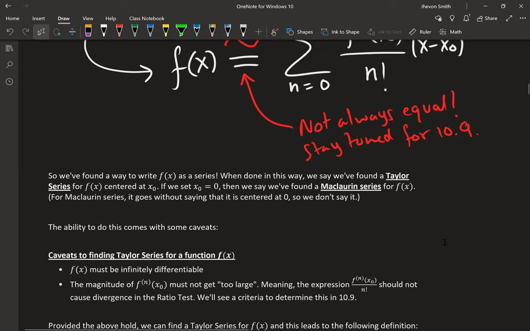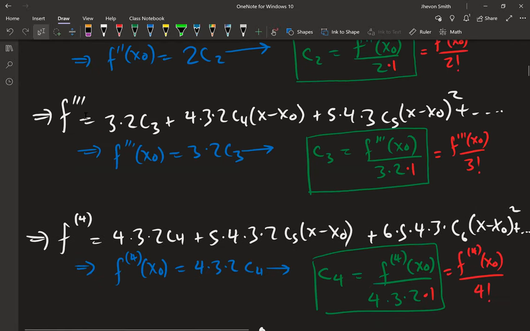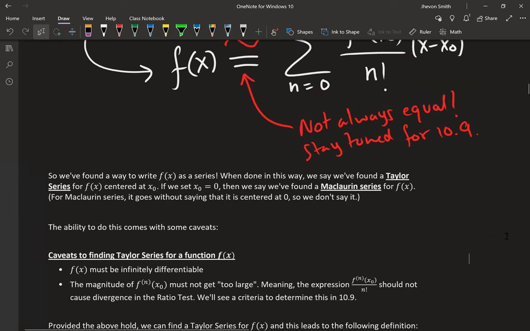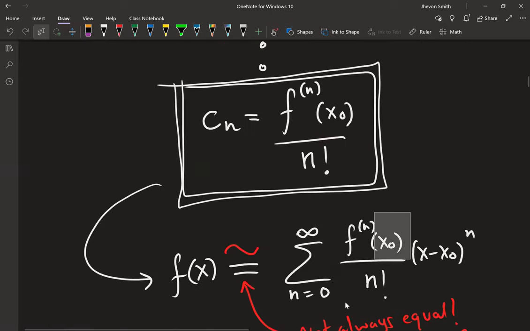Now, there are some caveats here. When is finding a Taylor series possible? Well, for one, technically what I'm doing is I kept differentiating. So in order for it to even be possible to find such a thing, my function has to be infinitely differentiable. I have to be able to take derivative after derivative and do this forever. Another thing is, for the series to even make sense, I cannot allow the coefficient to get too big. If it gets so big that the ratio test gives divergence except at one point, that's an issue.